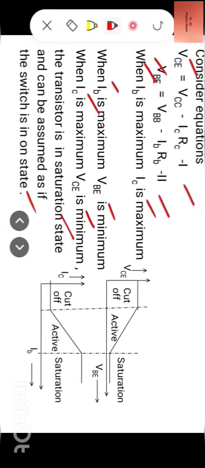I repeat, when IB is maximum, IC is maximum. Now when IB is maximum, VBE is minimum. When IC is maximum, VCE is minimum. The transistor is in saturation state and can be assumed as if the switch is in on state.